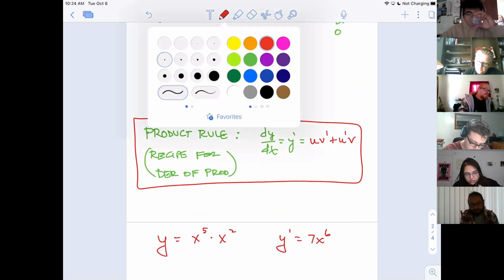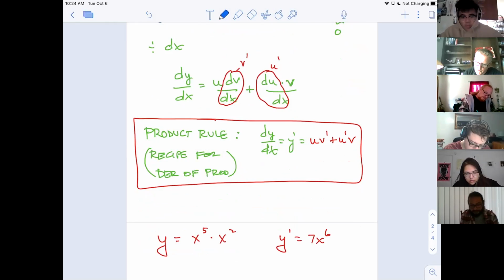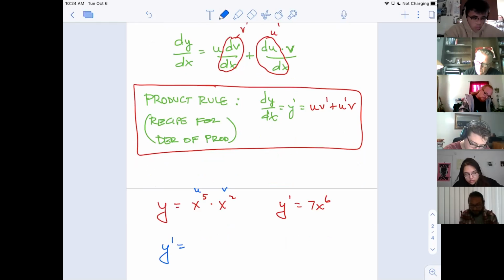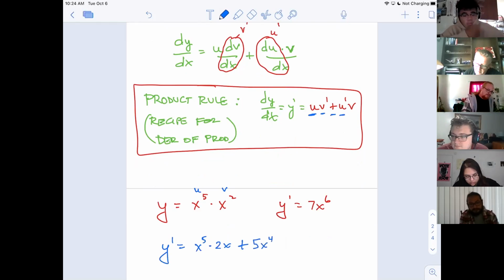So this is kind of like my u term, and this is my v term. So apparently y prime is equal to u left alone, x to the fifth, times the derivative of v. So v is x squared, so its derivative is 2x. And then there's a plus sign. It's always a plus sign. And then it's the derivative of u. U is x to the fifth, so that'd be 5x to the fourth, times v left alone, x squared.